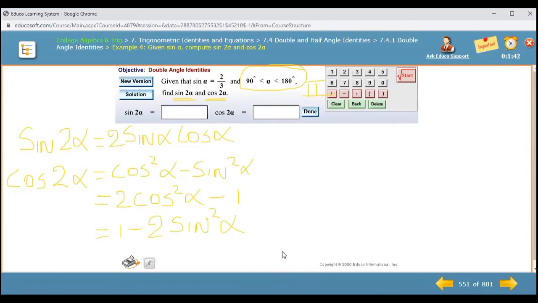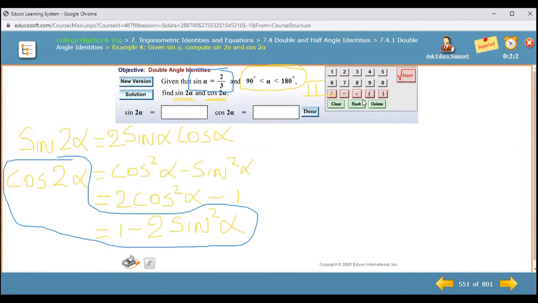Okay, now I just need to check which one I have to use. Now in this case, I have to identify what is given. The given thing is sine. So if sine is given, I'll use that formula which involves sine only. I will not use anything that involves cosine. I'll prefer to use this formula. And for sine, I have to use the first one. I don't have any other option. I have to use this.